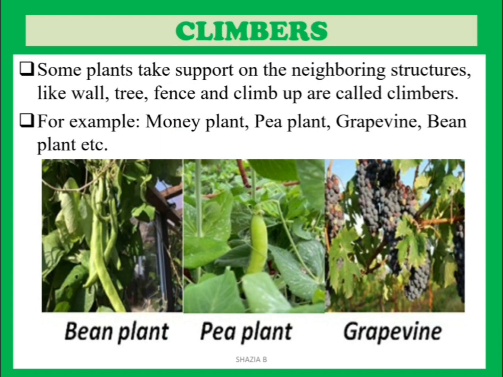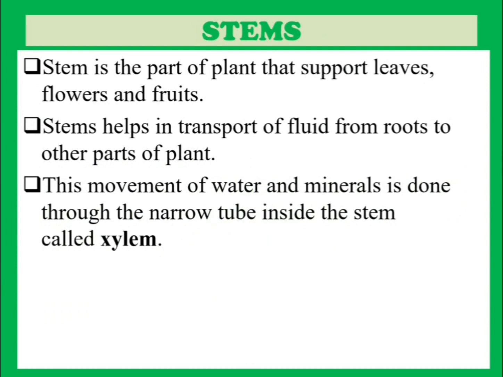Here we are getting to know plants. As the title indicates, we are getting to know more about plants. First we discussed the different types of plants. Now we are moving to the different parts of the plants. The first part we are going to discuss is the stem.